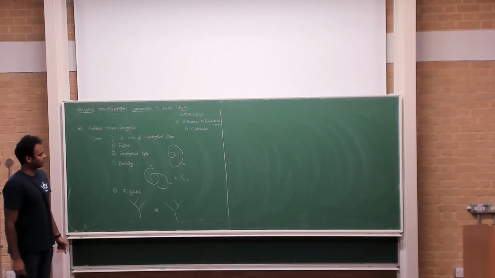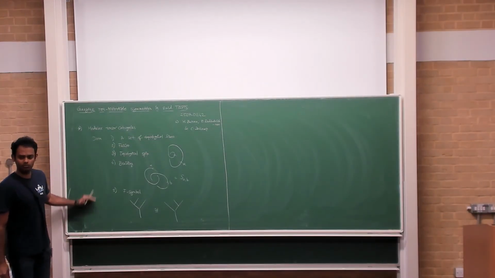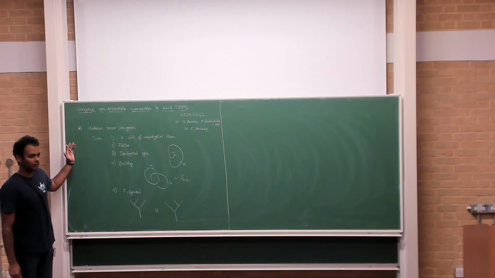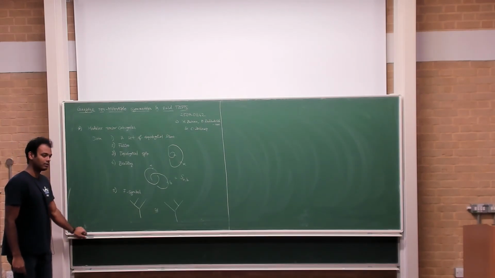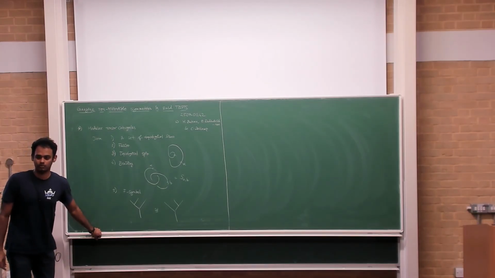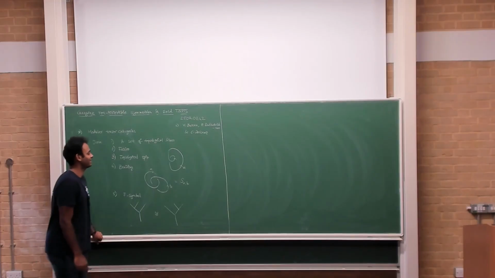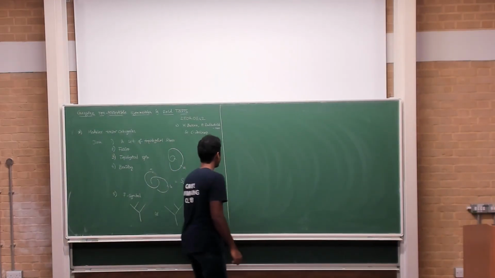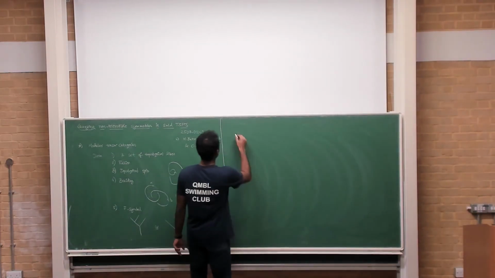Right. Is everybody comfortable with the definition of a modular tensor category? I can do an example if necessary. Would anybody like to see an example for this one? Yes. Okay. Let's look at an example.